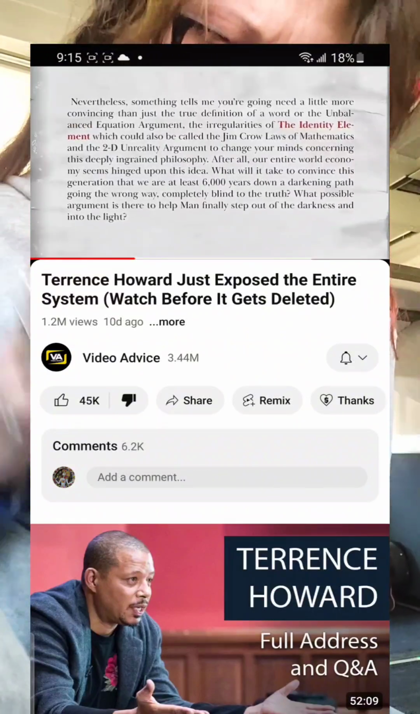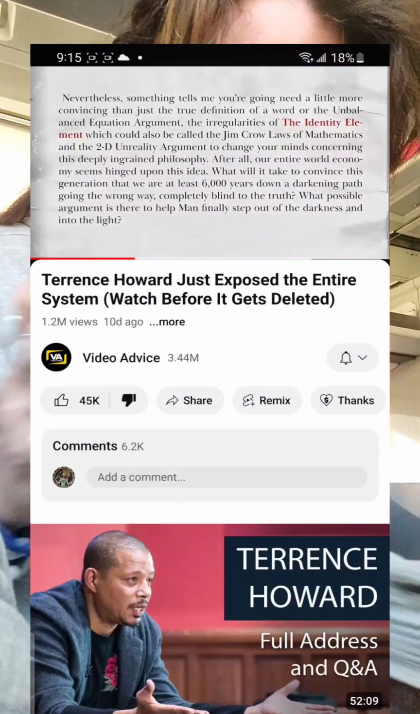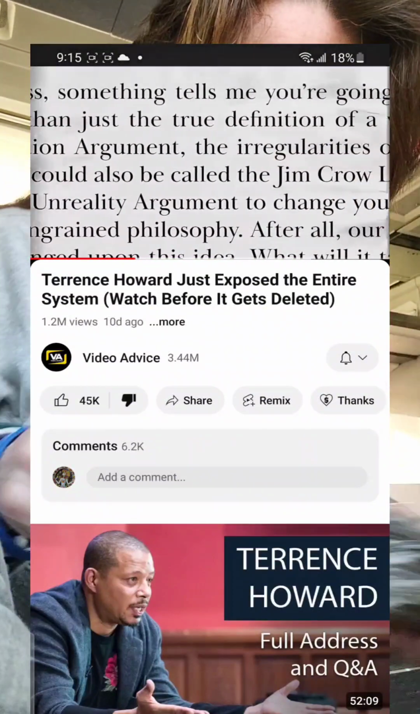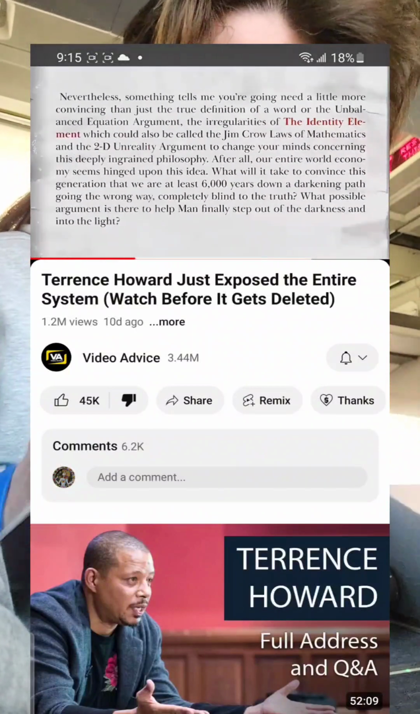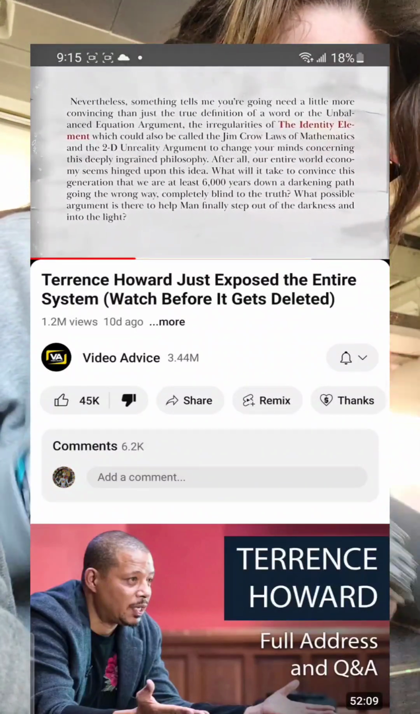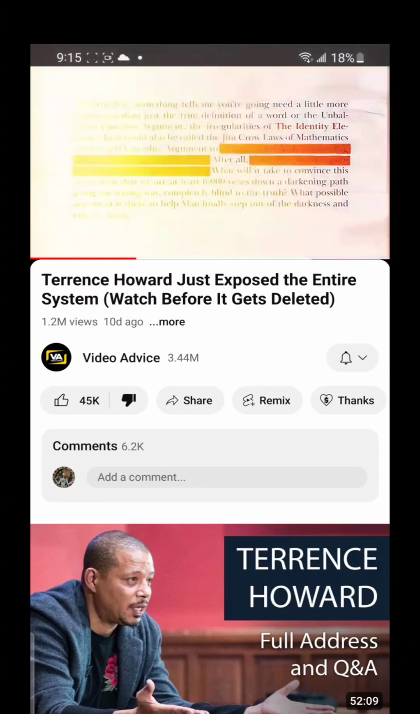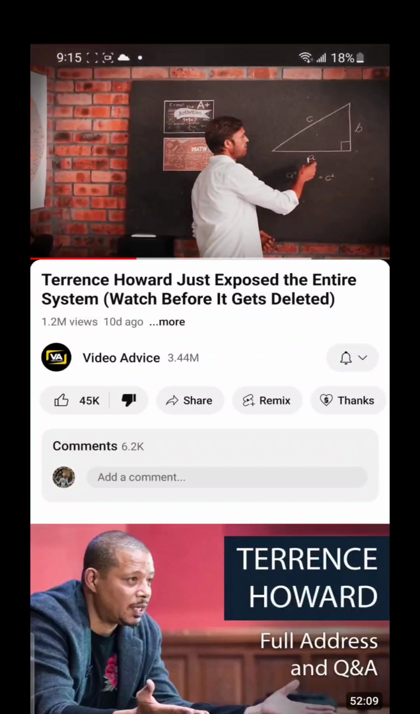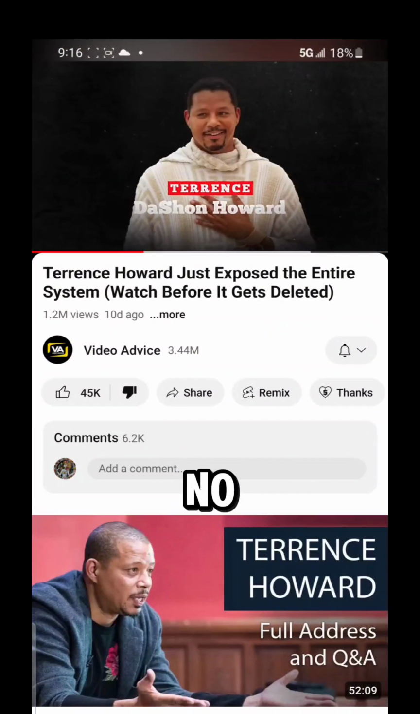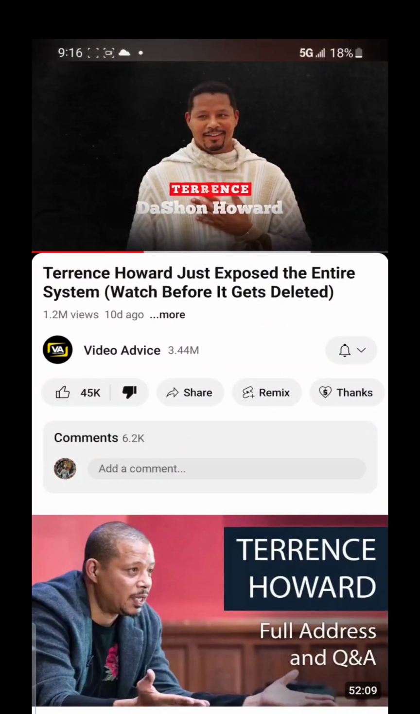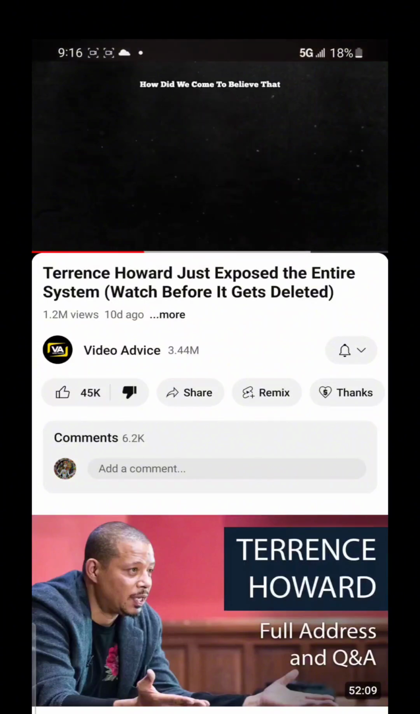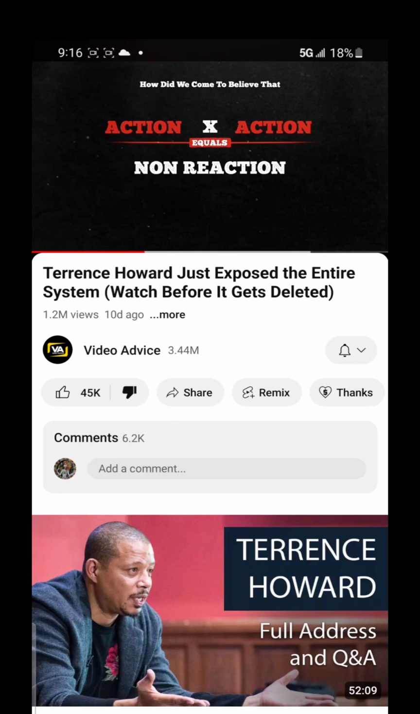Terrence Howard suggests that merely redefining multiplication or questioning the identity element in mathematics might not be enough to sway deeply rooted beliefs. He recognizes the challenge in altering a philosophy so integral to our world economy, pondering what it would take to enlighten this generation. Terrence Howard prompts us to question the fundamental principle of mathematics. How did we come to believe that an action times an action equals a non-reaction?